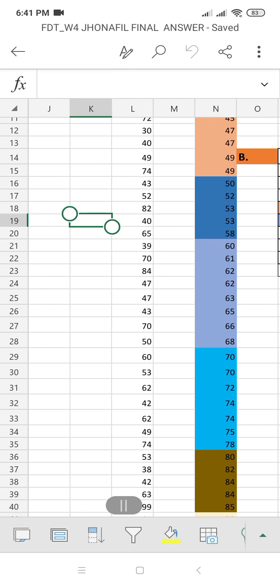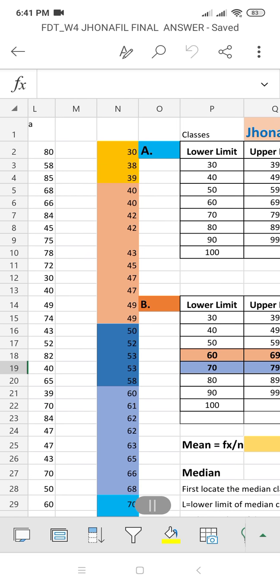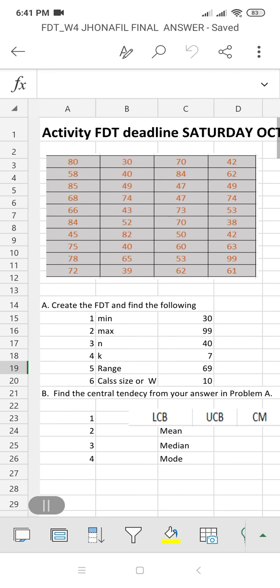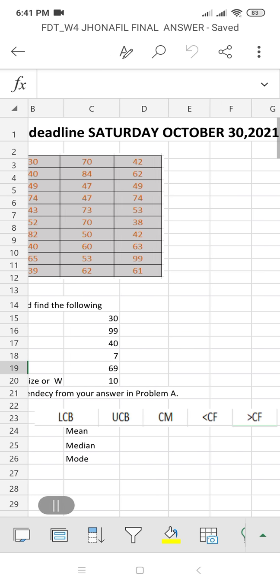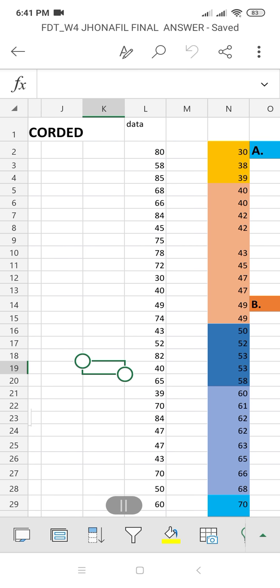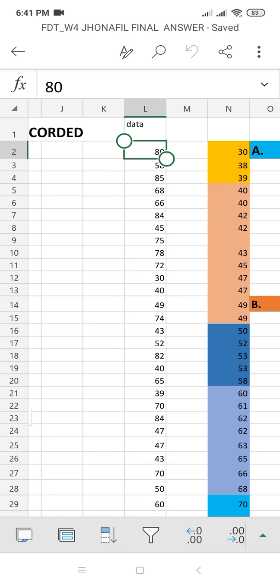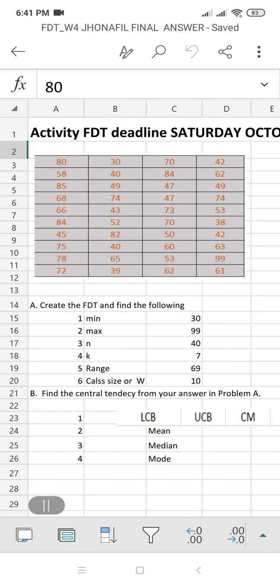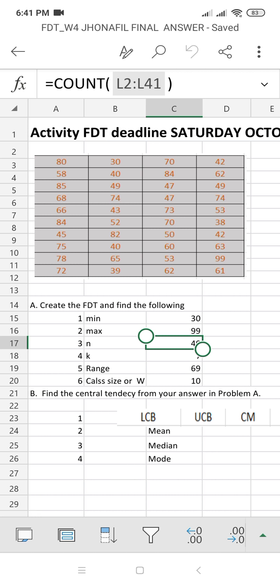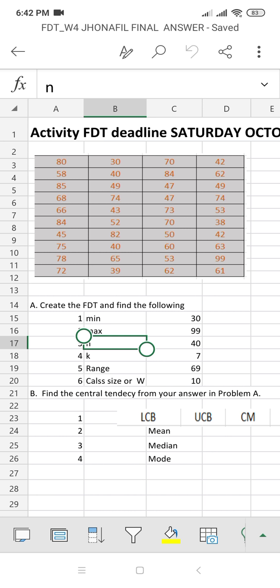Then, after that, I'm going to find the N, which is we are going to count how many data we have. So, we have 40 in all. We have 40 data sets.